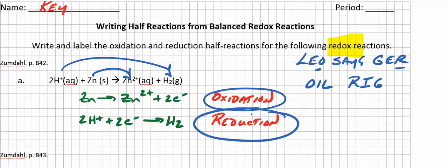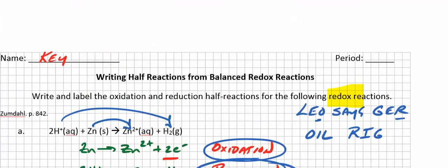Notice that in this case we have 2 electrons being released from the zinc, and those 2 electrons are being taken up by the hydrogen. So again, we see that this is an oxidation-reduction reaction, with the oxidation half reaction being the first part and the reduction half reaction being the second part of that equation. Okay? So that's part A.